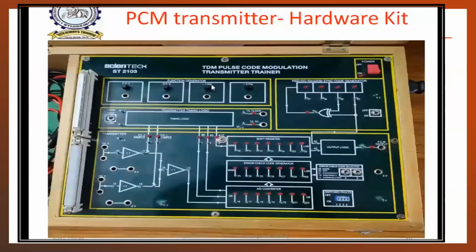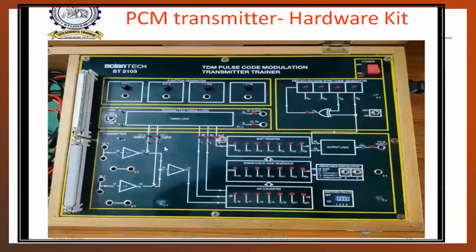I will explain why the DC signal and the AC signals are separately given in this experiment. Now, this part is nothing but the complete transmitter part of the PCM system. In the transmitter, sampling, quantization, and encoding, all three blocks are there.